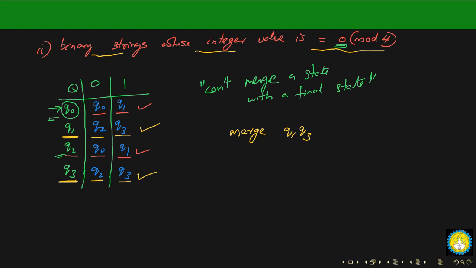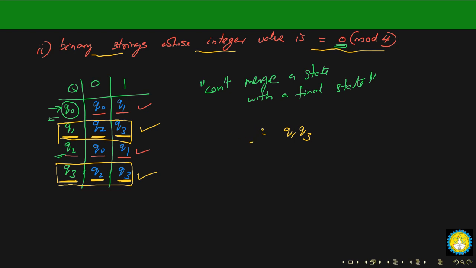Look at here. Q1 on 0 gives you Q2. Q1 on 1 gives you Q3. Exactly the same here: Q3 on 0 gives you Q2 again, and Q3 on 1 again gives you Q3. So these states can be merged as a single state. Instead of having two different rows for that, I can just have one row. Let's see how it can be done.